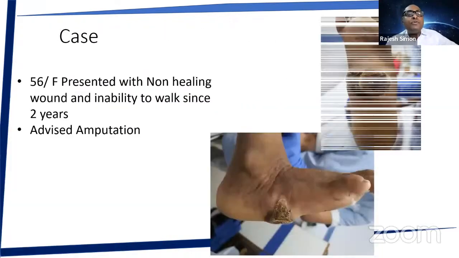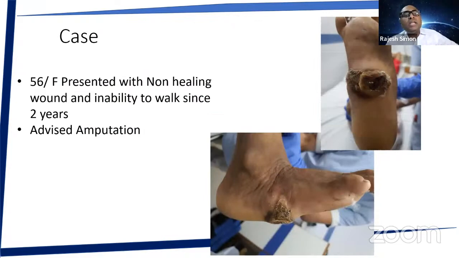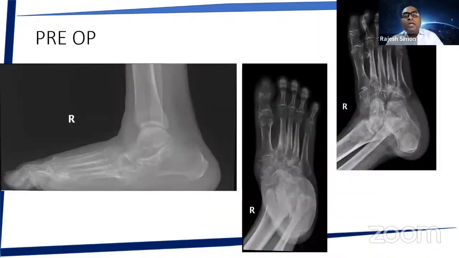Let's start with a few of these cases. This is one lady who came to me with about 3 years of a non-healing ulcer, and you can see the callosities that have increased. She was advised amputation when she came to me because this wound just wouldn't heal, and she was really annoyed about it. Now, this was the X-ray, and you can see the cause of it.